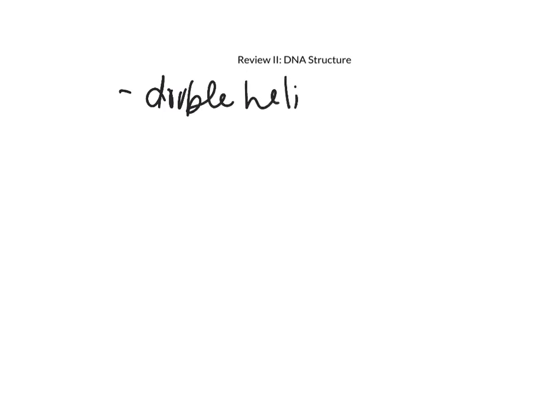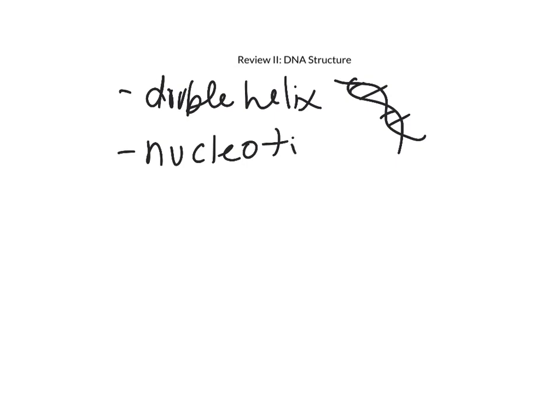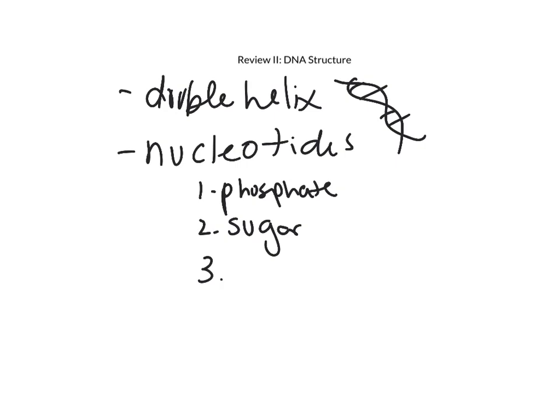So it's shaped like a double helix, which kind of looks like a twisty ladder. It looks like this. And the building blocks are called nucleotides. Now, nucleotides are made up of 3 parts. You have your phosphate, you have a sugar, and you have a base. That base is going to be what really matters in terms of how we store our genetic information.